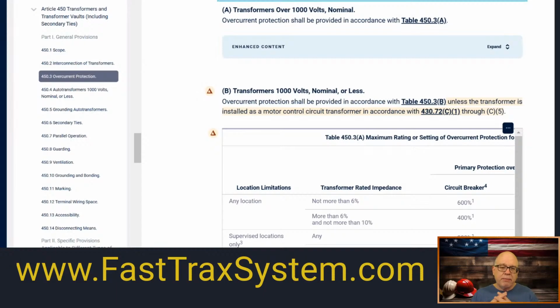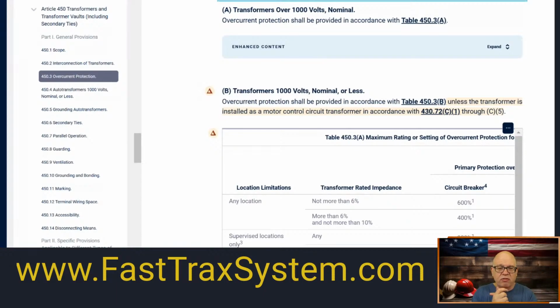Now, the reason that people would ever go to a 250% primary, there's only one real reason why you would do that. And that is if your transformers are being fed from a panel, and it's a feeder, and you're feeding multiple transformers. If you're feeding multiple transformers, then going up to 250% makes sense, okay?